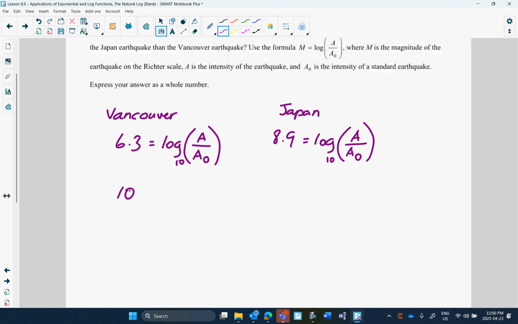therefore, 10 to the 6.3 is going to equal log A over A0 for Vancouver. 10 to the 8.9 is going to equal log. Oh, no, it's not. It's A over A0. What am I doing? We're getting rid of the log.